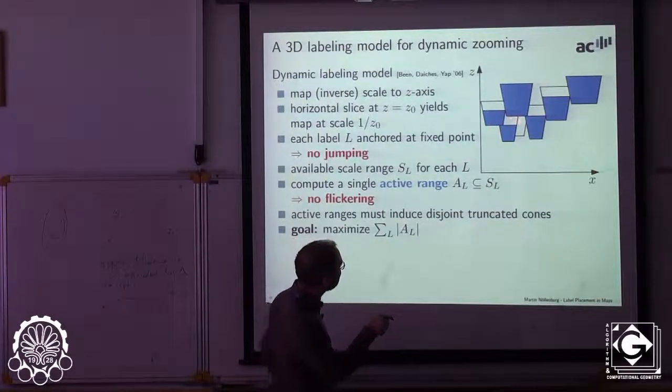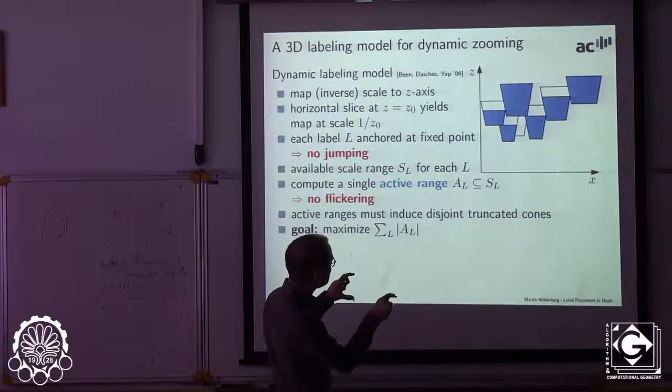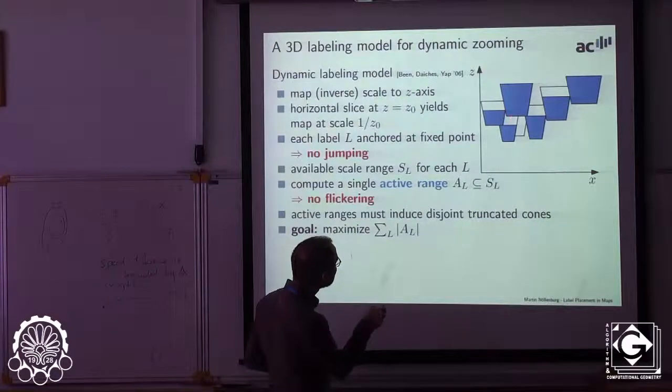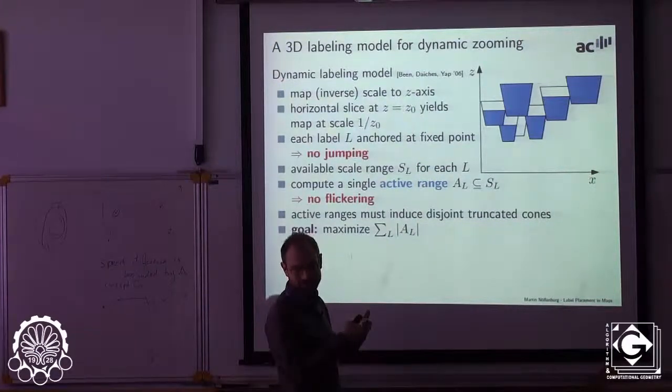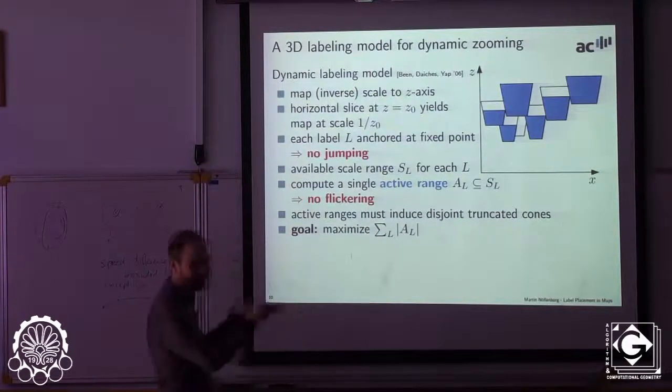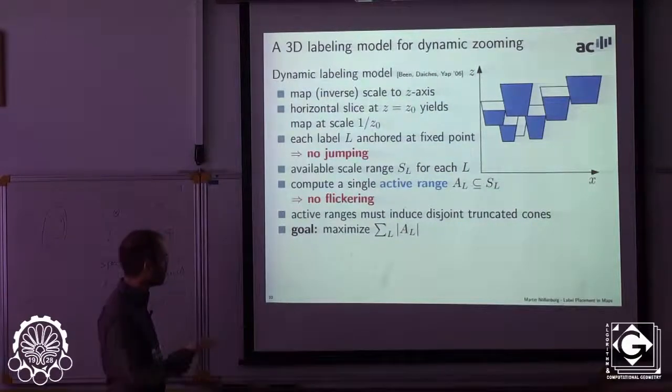So for example, what you can see here, if you take these two trapezoids, they are independent until that point, then they start to intersect. This means that if you zoom out further, these two labels would overlap, and now we need to make a decision which one to keep. So it's kind of an intersection over time or zoom level.